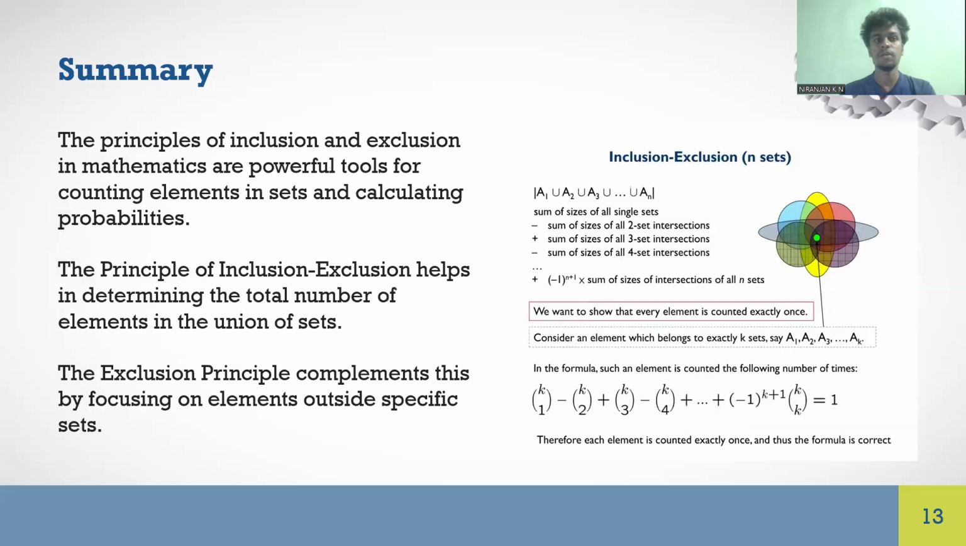So finally, the summary of this principle is that these are powerful tools for counting the elements in sets and calculating probabilities. The principle helps in determining the total number of elements in the union of sets. And also the exclusion principle complements it, focusing on elements outside the specific sets.